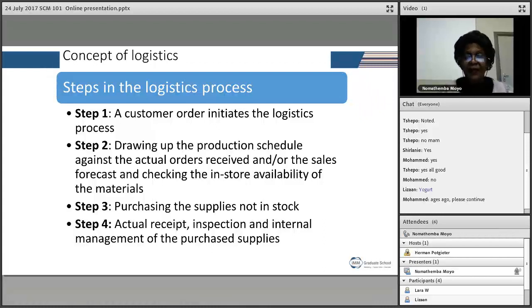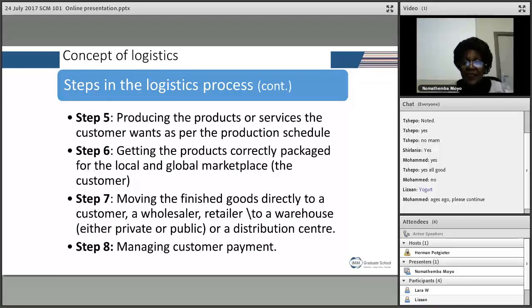Step 3, we now purchase the supplies so that we can start manufacturing as per the orders received, so that we don't have too much inventory with us. Step 3, purchasing the supplies not in stock. Step 4, actual receipt, inspection, and internal management of the purchased supplies. You want to make sure that it is the right quality, right color of raw materials that you received.